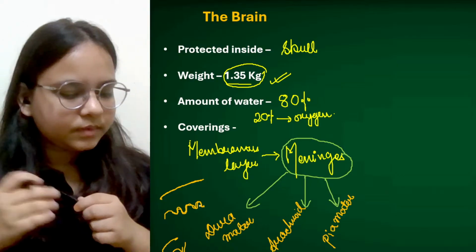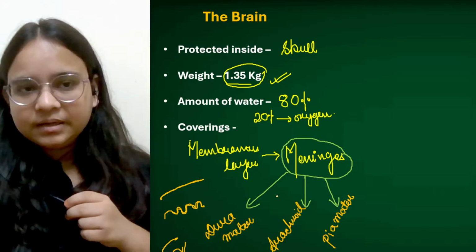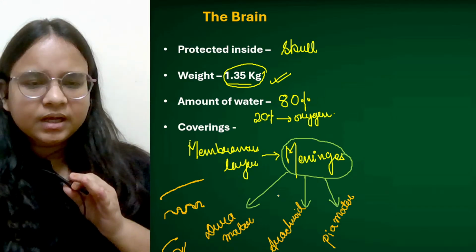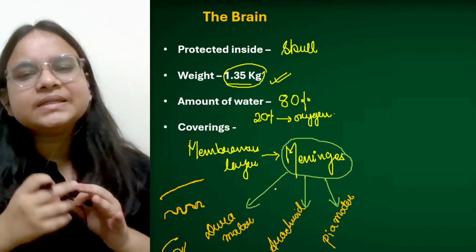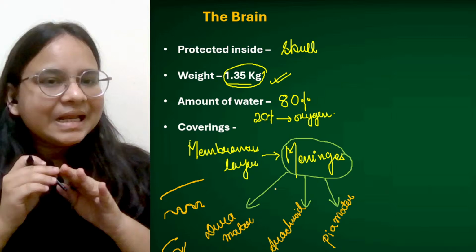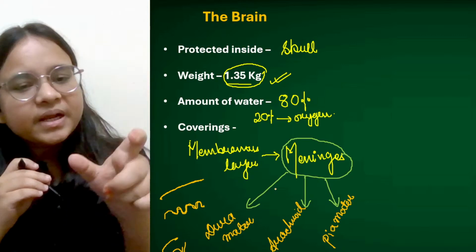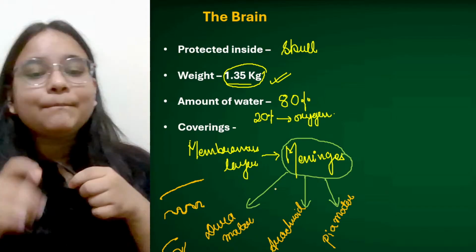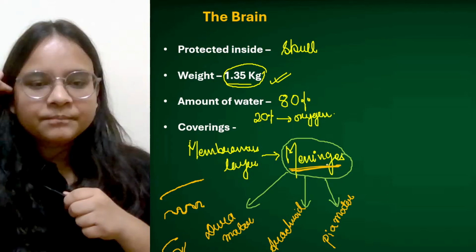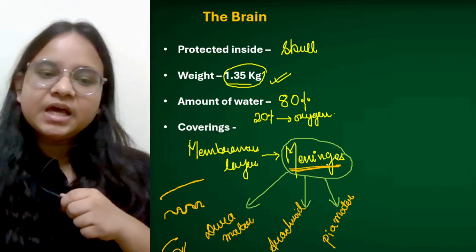Fine. So what I was saying is that this brain, being a delicate organ, must be protected very well. Our brain is protected by the skull, but the skull isn't enough. We need some other structures. There is a membranous layer which we call the meninges. Now, this meninges is made up of three layers.